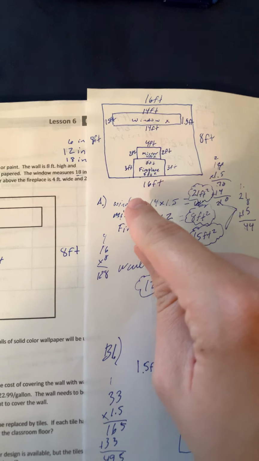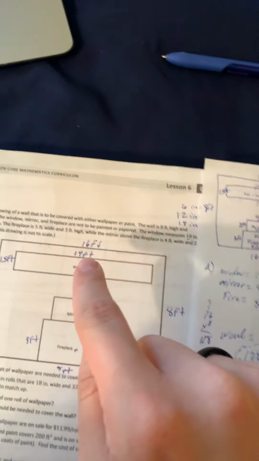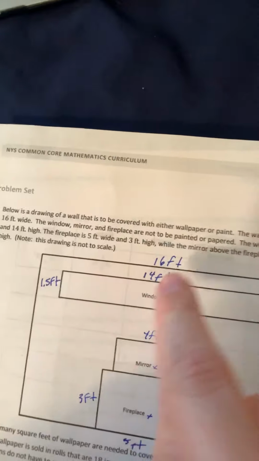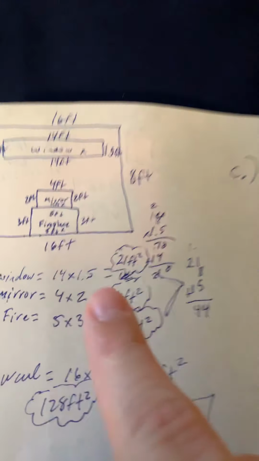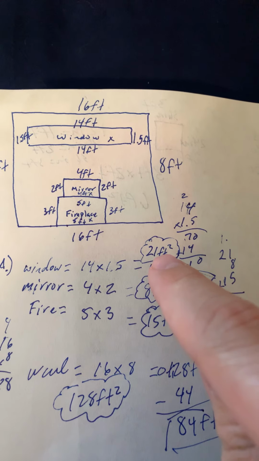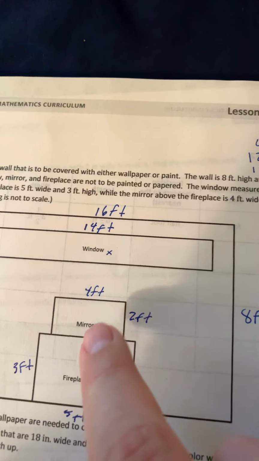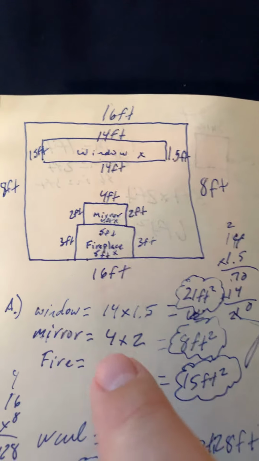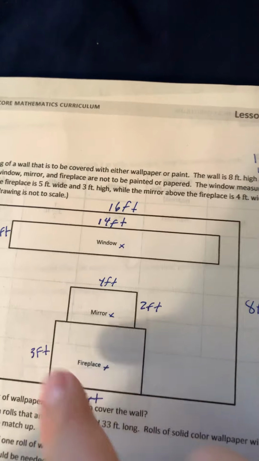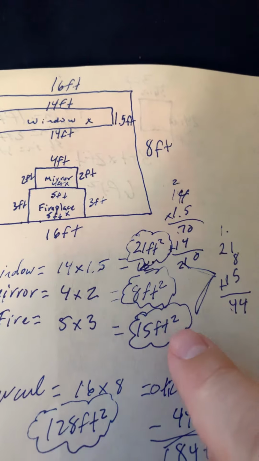Okay. So looking at this side by side, I found the area of the window, which is 14 times 1.5, which I did here. And I got 21 feet squared. Okay. And then I found the area of the mirror, which is 4 times 2, which is 8 feet squared. And then I did the fireplace, which is 5 times 3. And I got 15 feet squared.